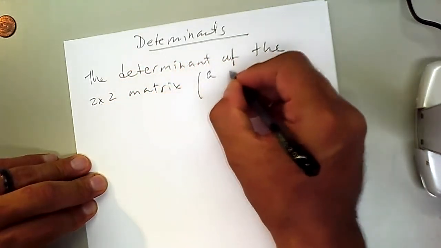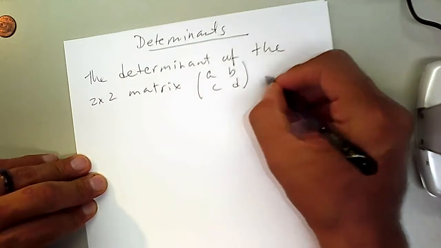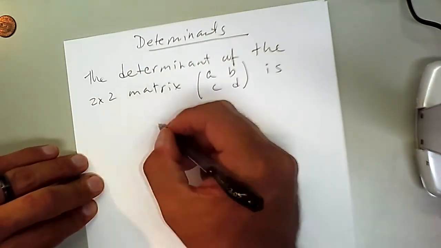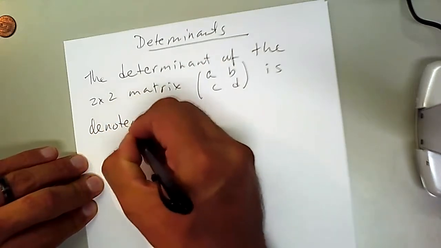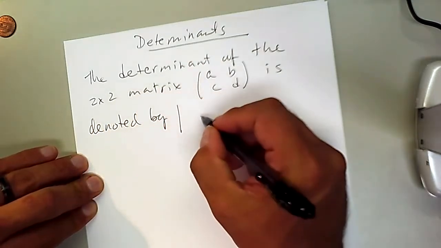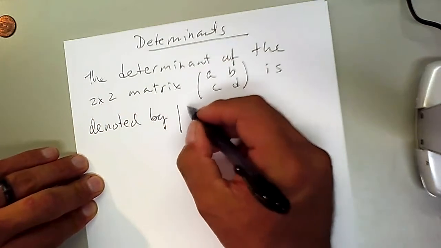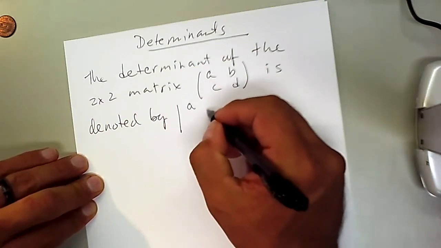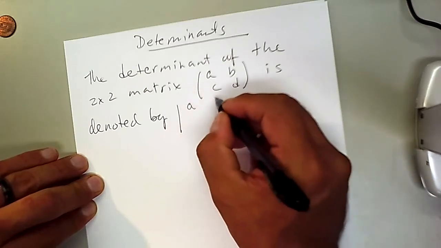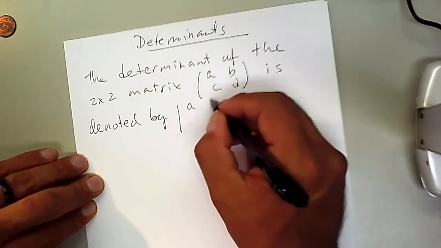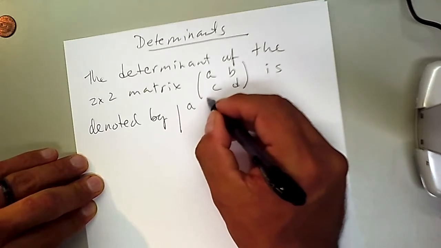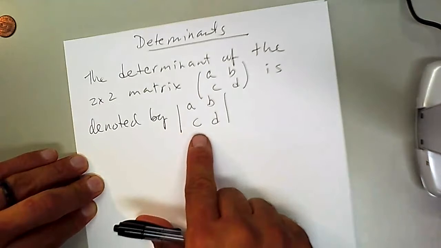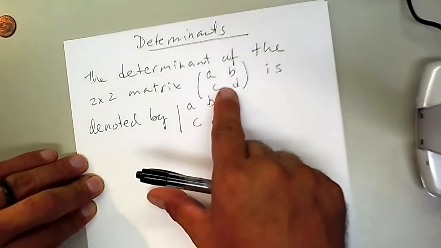So here's the matrix A, B, C, D, close parenthesis, is denoted by, we use the same bar as the absolute value, and then we place the elements in the matrix in the same order, in the same arrangement inside these 2 bars. So we have A, B, C, D. So that's how we denote the determinant of this matrix.